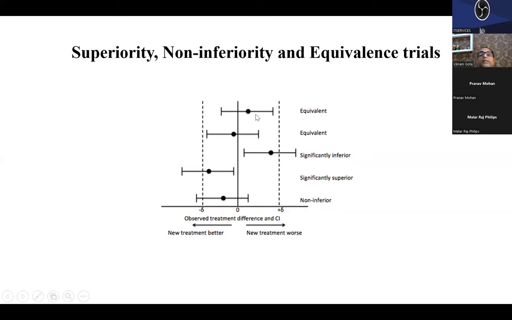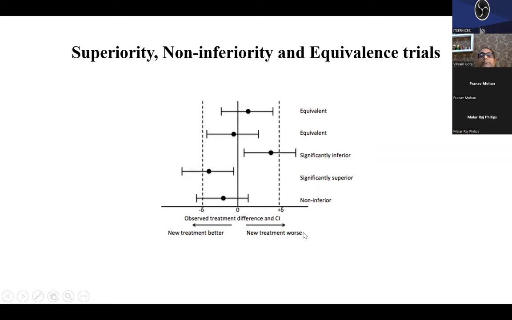So now what is happening? The first instance is equivalent. Second instance, this is also equivalent. And the third instance is significantly inferior. Why? Because this is a superiority trial. And then the observed treatment difference and the confidence interval is what we are looking at.